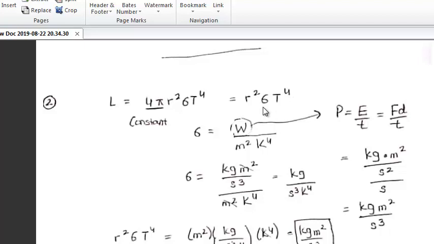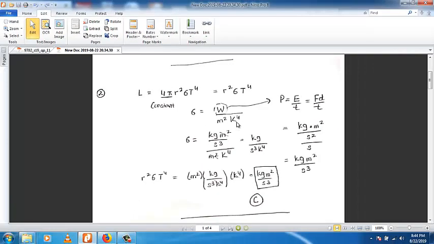So now first find the units of sigma. Sigma is watt over meter square Kelvin raised to the power 4. Watt is basically power, so it is energy per time. We already know from question number 1 the units of energy, so we can put kg meter square per second square, and for time we can put s, so this becomes kg meter square per second cube. So sigma becomes kg meter square per second cube divided by meter square K raised to the power 4. So this becomes kg per second cube K raised to the power 4.